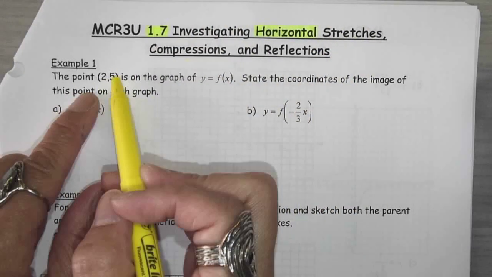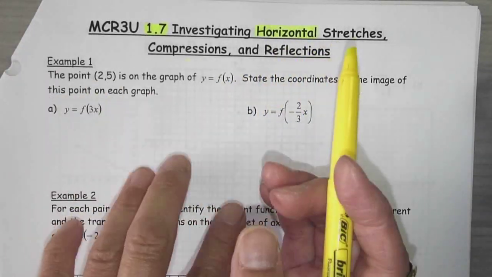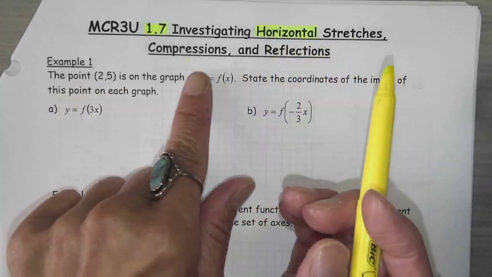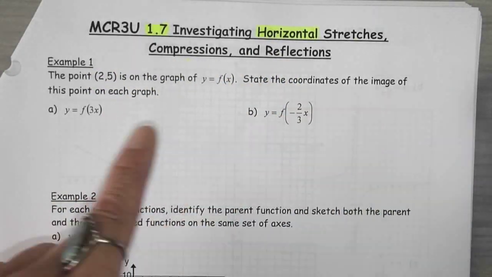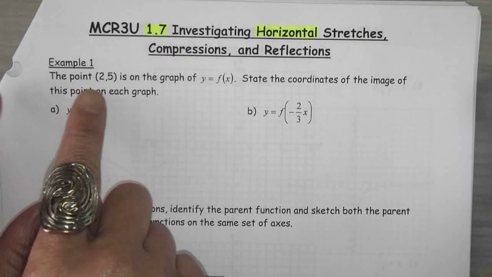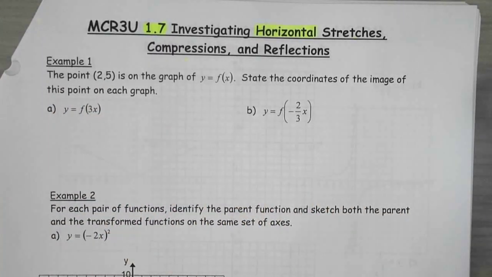They didn't do the whole graph, but let's practice on one point on the function. They didn't name the function. They didn't tell me if it's x squared or square root, whatever. They don't care. Just let's practice on a point. State the coordinates of the image of this point on the graph. Where did this point get shifted or moved to? Where is this point getting transformed to?